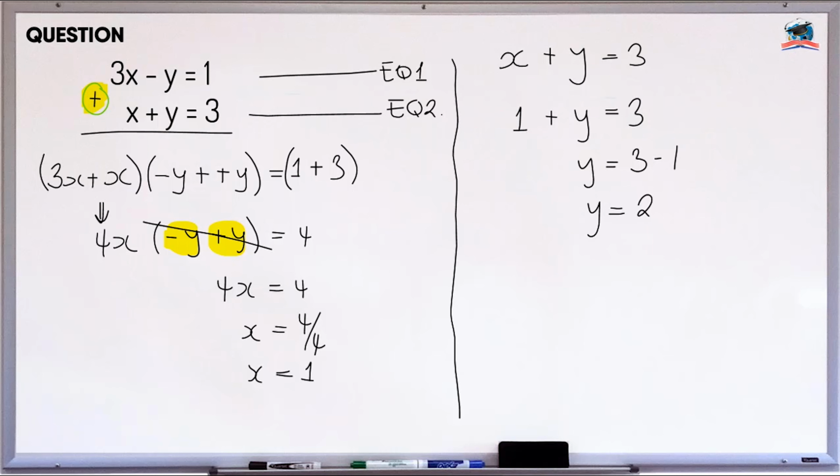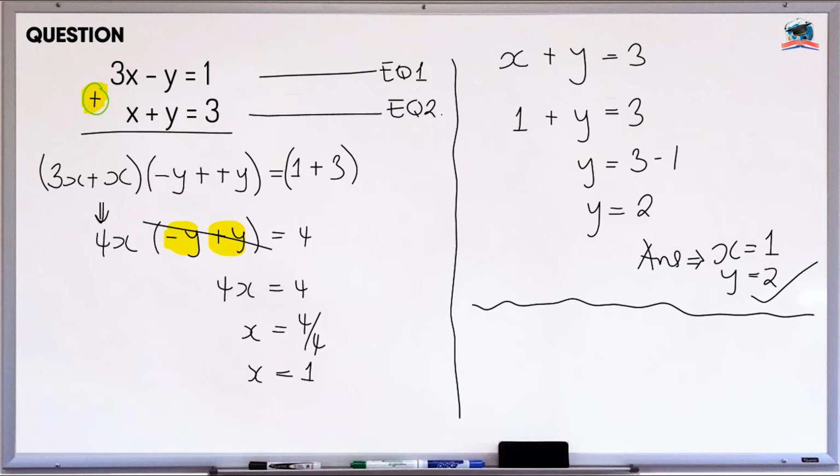So our answer here is x is equal to 1, and y, let's put an arrow there, and y is equal to 2. So that's our answer. Now we can also check and see whether we were correct. We take one of the equations. Let's take the second equation. So let's check here. So let's see whether we're correct.